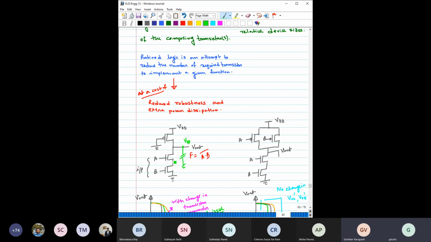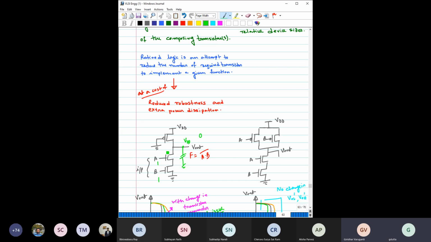So while designing this type of inverter, you should keep this in mind. Here it is quite easy. When both are on, only for that condition this capacitor will discharge and the output is equal to 0. So only for one combination the output is equal to 0, and that is basically a NAND gate. For all other combinations, the output is going to be equal to 1.